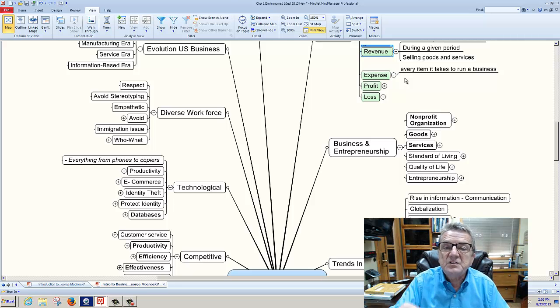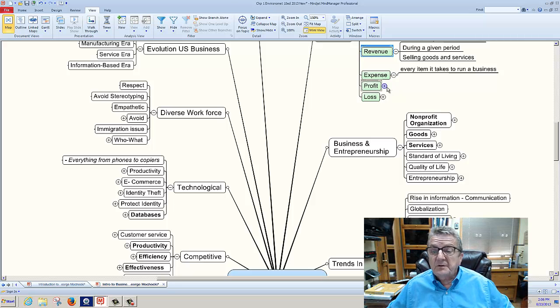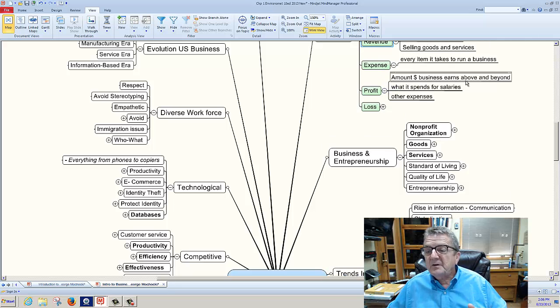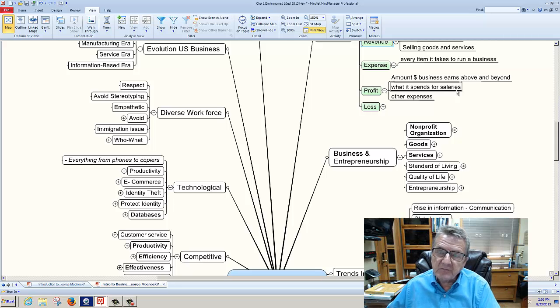What did I spend for each individual product? How much money is it worth? I have to understand my expenses to make a profit, okay? Profit is the amount earned above and beyond what my expenses are, and salaries, all salaries. After I pay Uncle Sam, I pay everything else, what is left is my profit. What do I do with my profit? You're going to learn that later on.